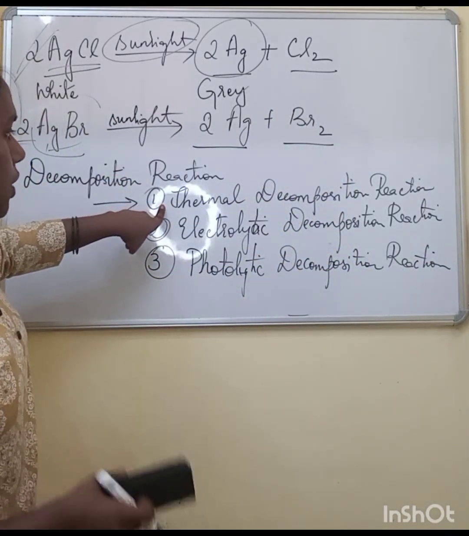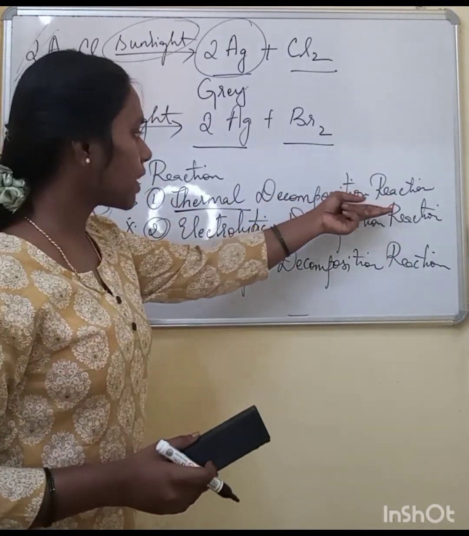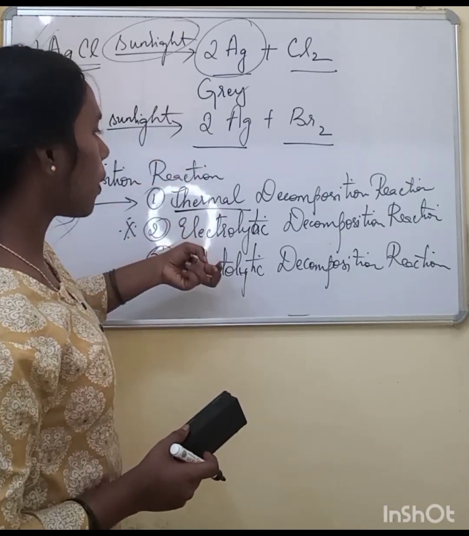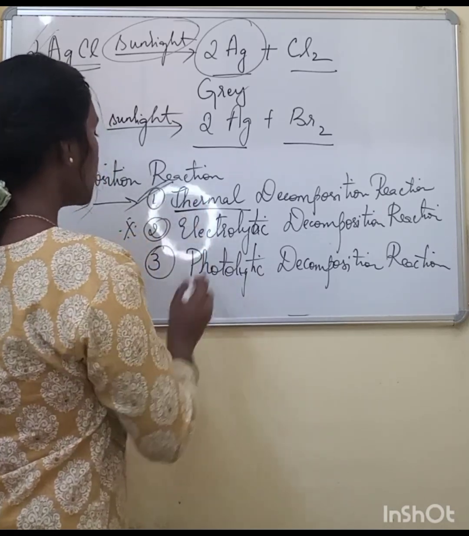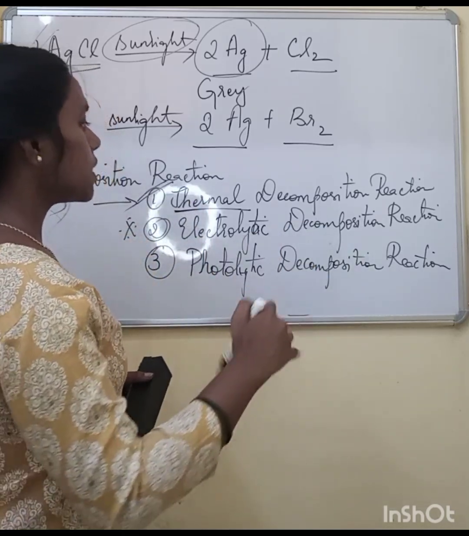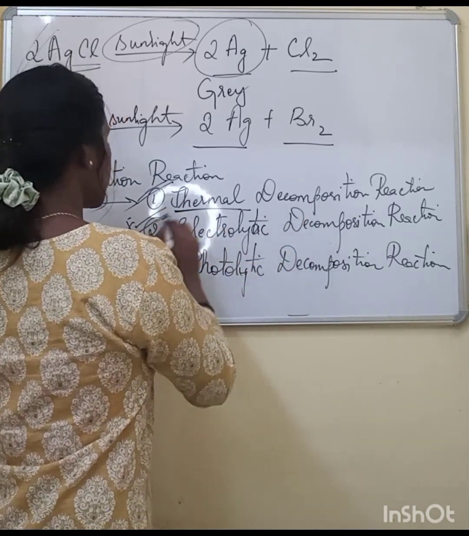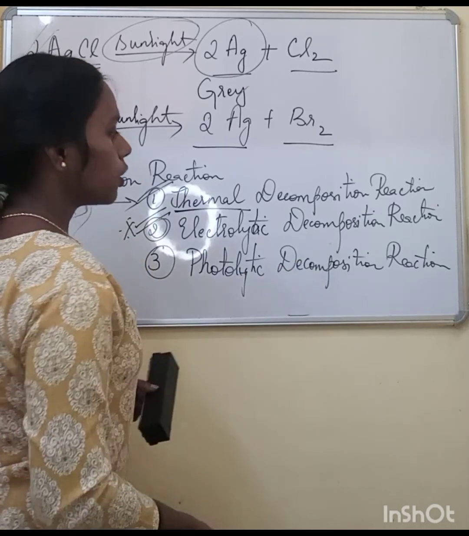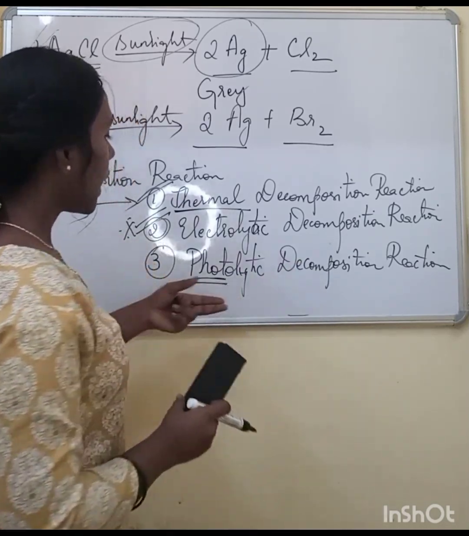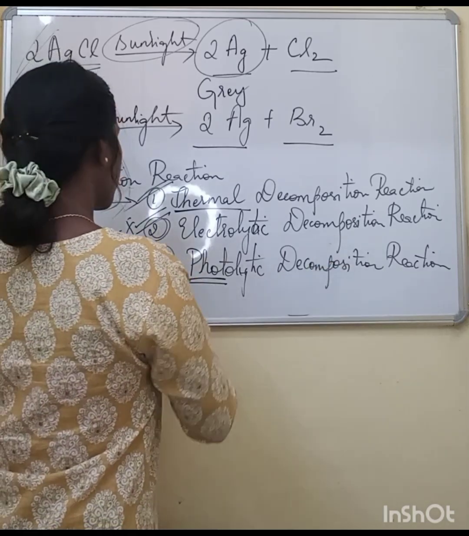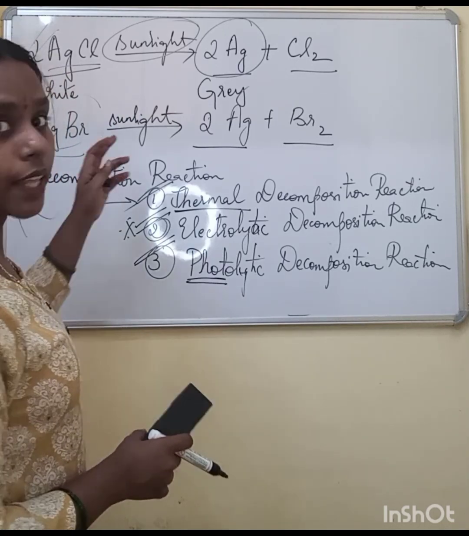So under decomposition reaction, we have 3 subtypes. Thermal decomposition reaction: thermal means heat, so it is a reaction in which heat energy is required in order to decompose a reactant to give products. Electrolytic decomposition reaction is a type of reaction in which electricity is used to carry out the decomposition. Photolytic decomposition reaction is a type of reaction in which light, photo means light, is used in order to carry out decomposition. So these are the 3 different types of decomposition reaction and their examples.